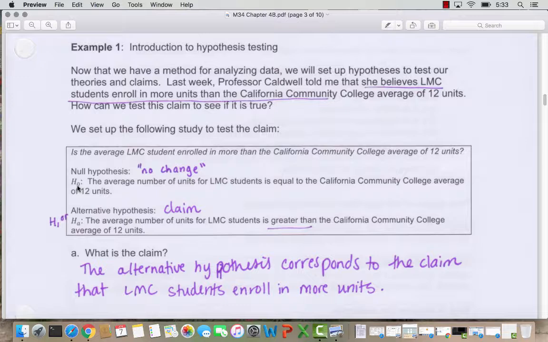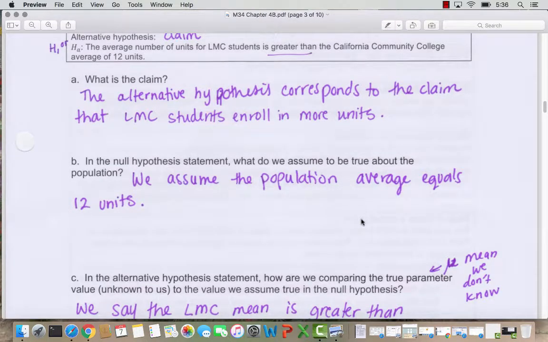The alternative hypothesis is where we analyze our claim. So it can be written H1 instead of H0, or HA is what we'll commonly use. And so that says the average number of units for LMC students is greater than the California Community College average of 12 units. And so this claim comes from what Professor Caldwell believes, that LMC students enroll in more units. So this is why we're using the greater than relationship. What is the claim? The alternative hypothesis corresponds to the claim, which in this case is that LMC students enroll in more than an average of 12 units.